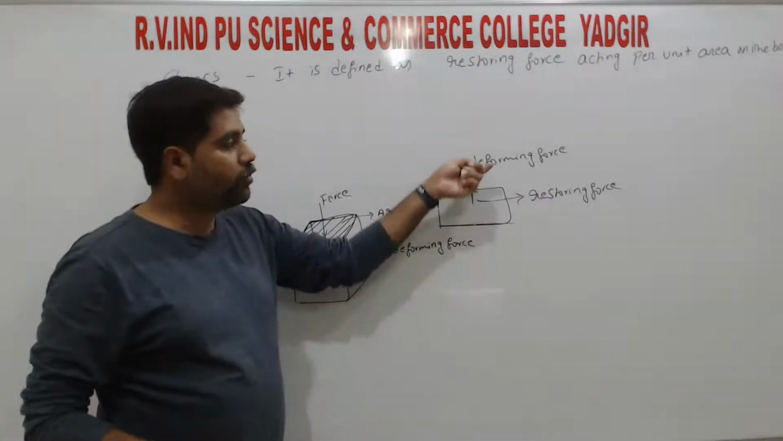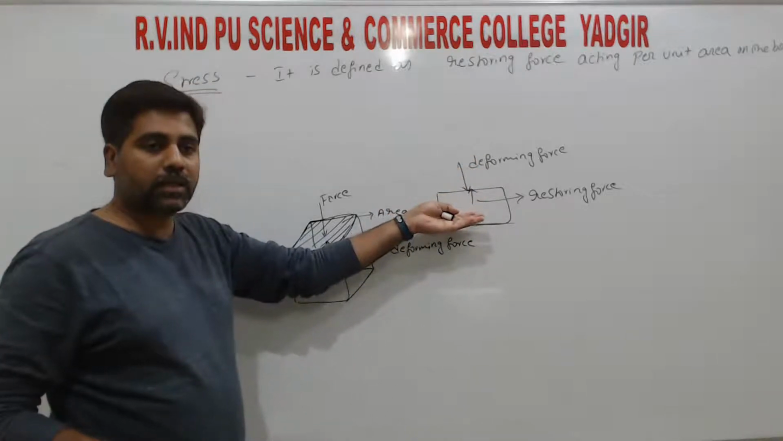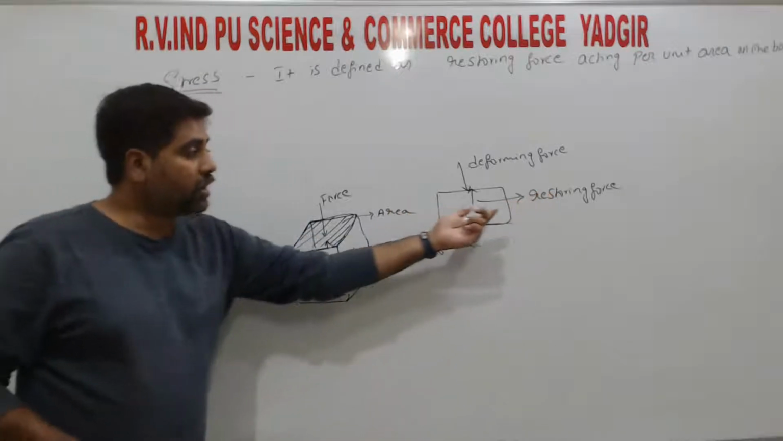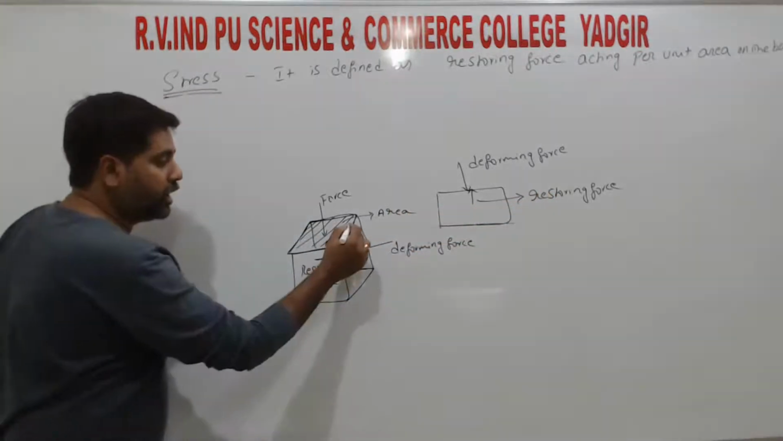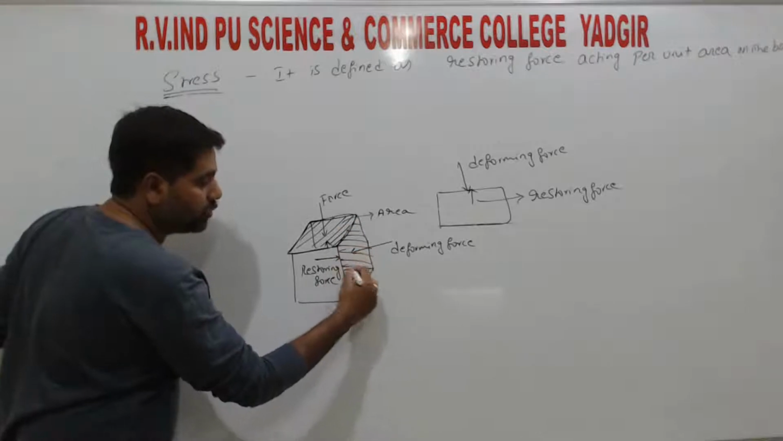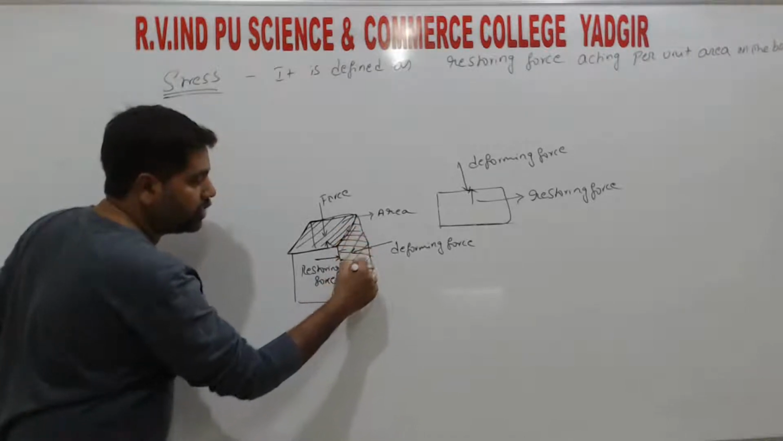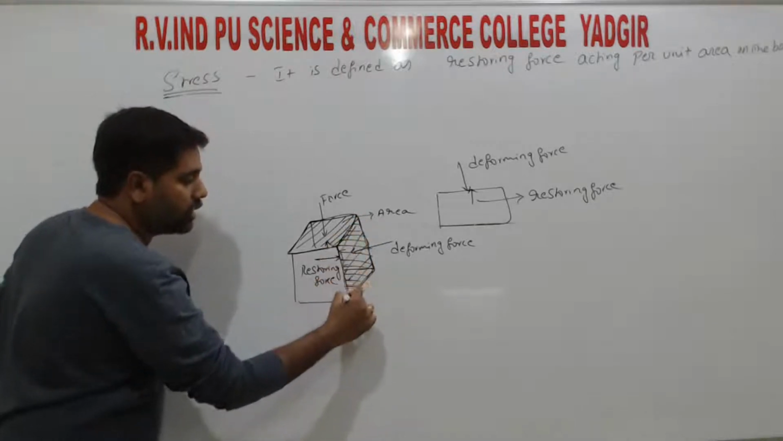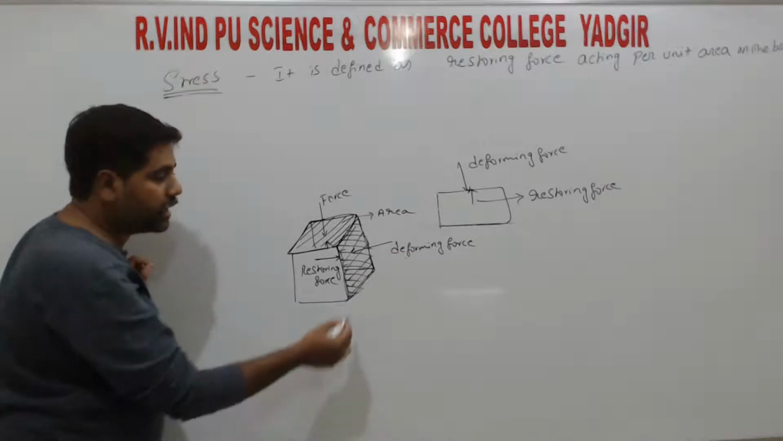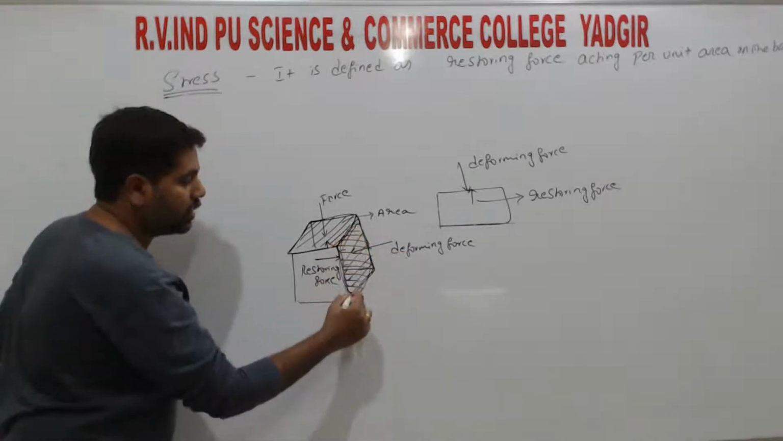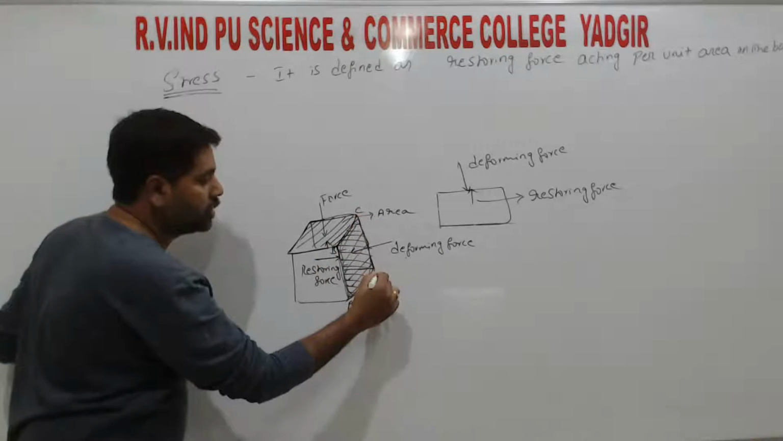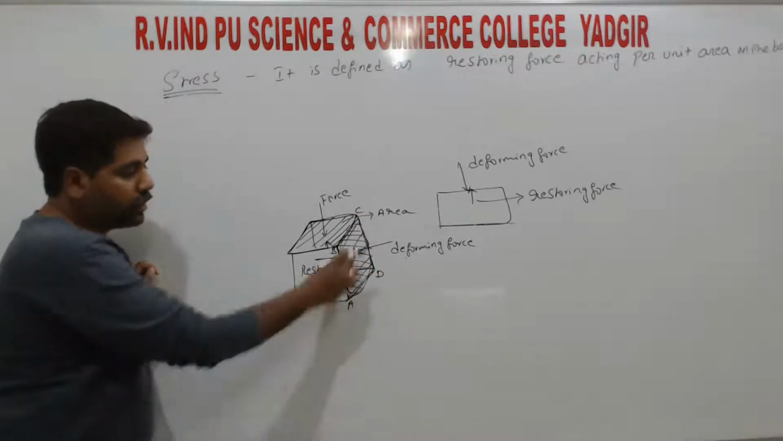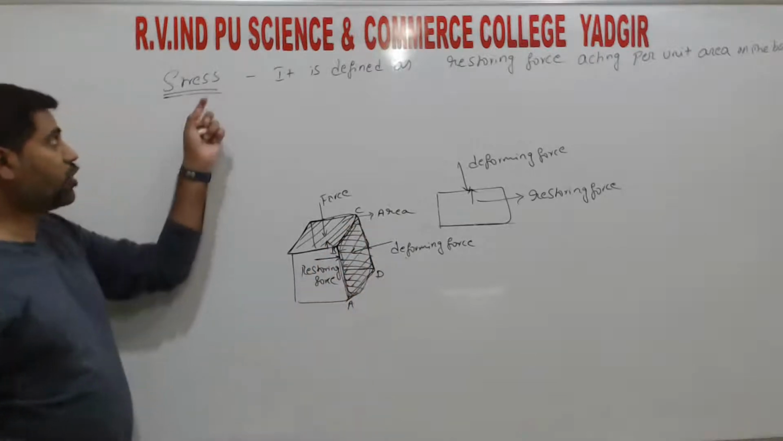When a deforming force is applied on an object, what is generated is the restoring force. That restoring force is acting per unit area. Here in this case, this becomes the area. If we consider this face, and the deforming force acting per unit area, naming this one as ABCD, the rectangular or square face ABCD becomes the area. That we call the stress.